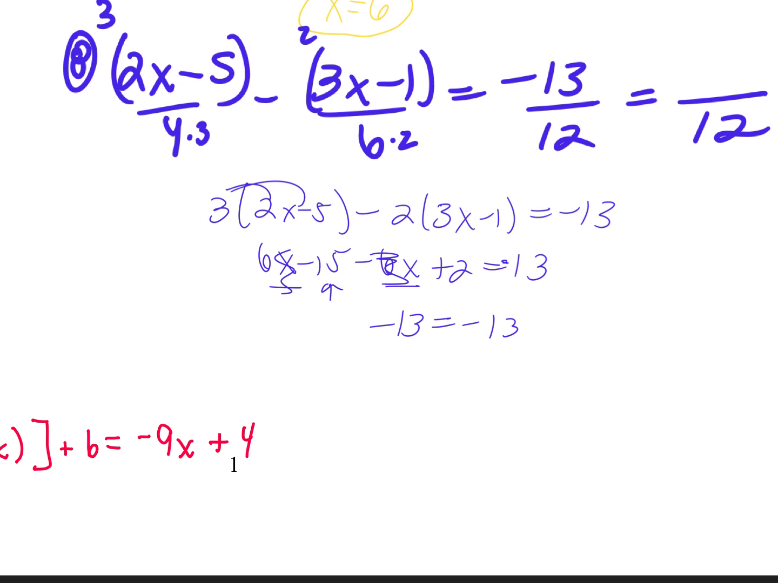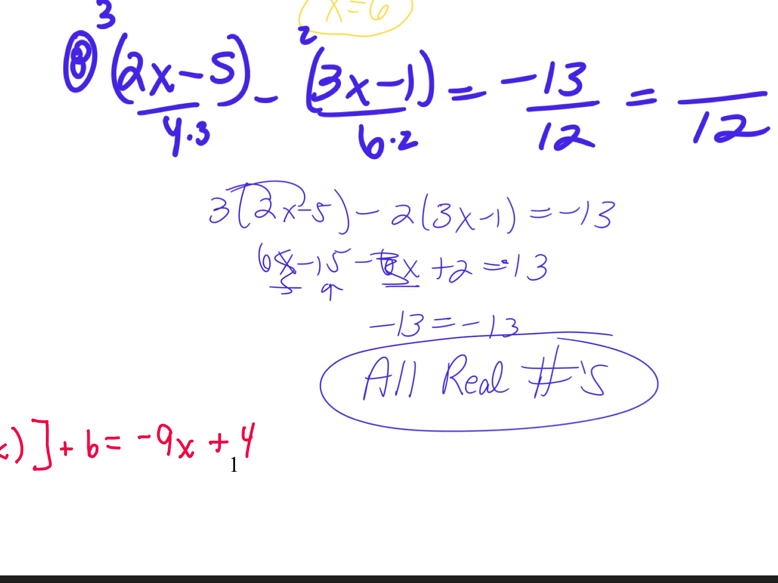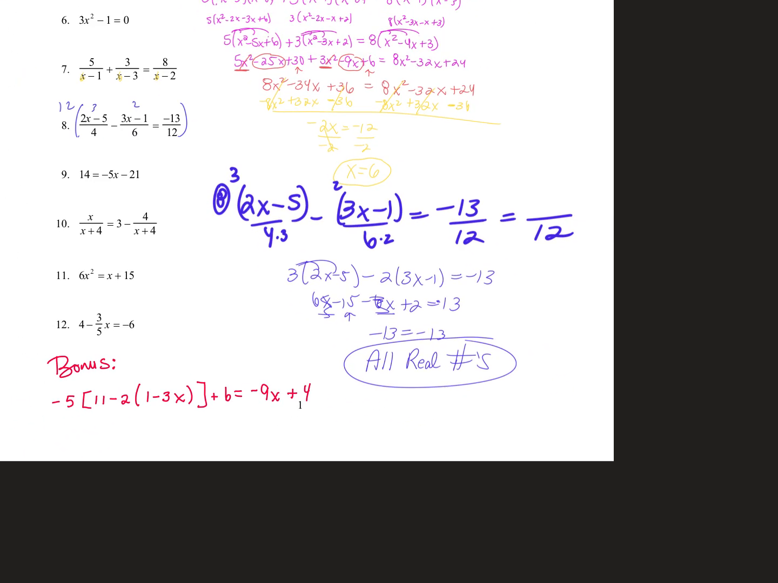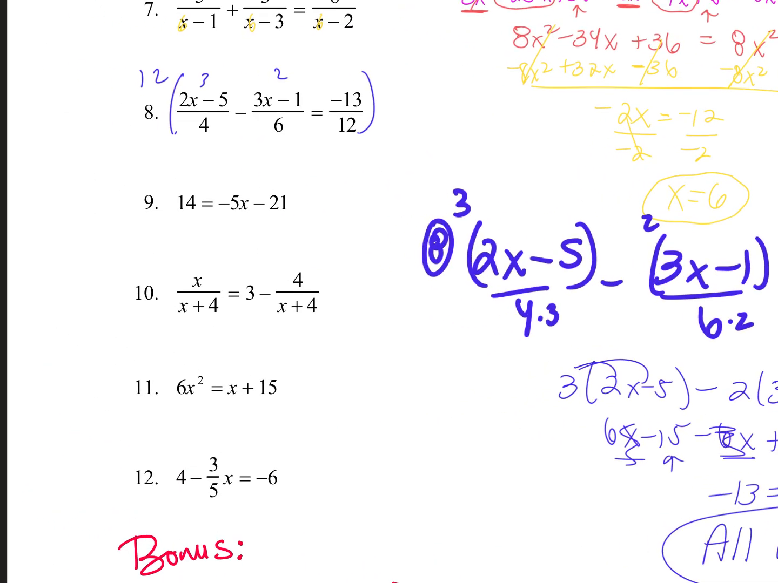What happens when we get a number equals a number? It's not x equals. It's not an untrue statement. You get the left-hand side is the same as the right-hand side. That means your answer is all real numbers. That means any number that you plug in for x will satisfy this equation, no matter what. So make sure you guys understand that. It's all real numbers.